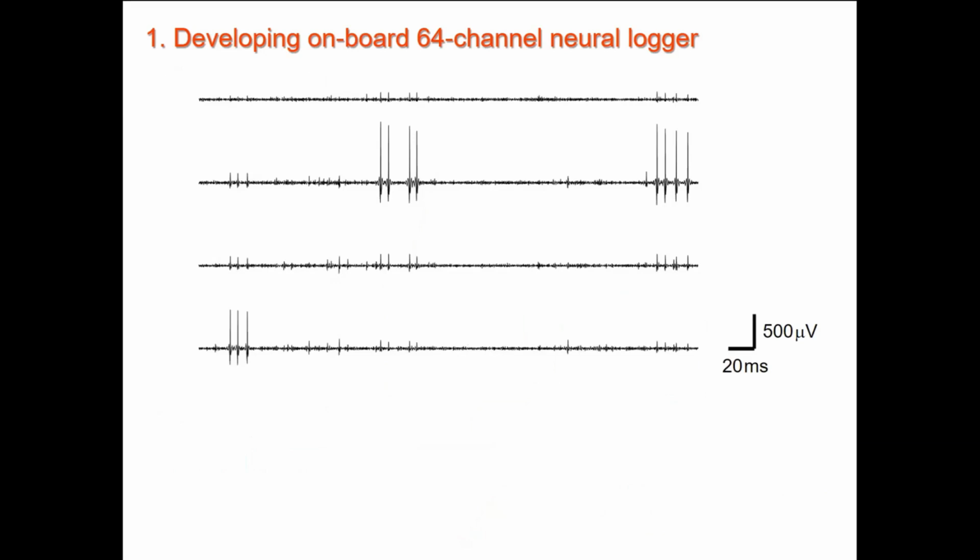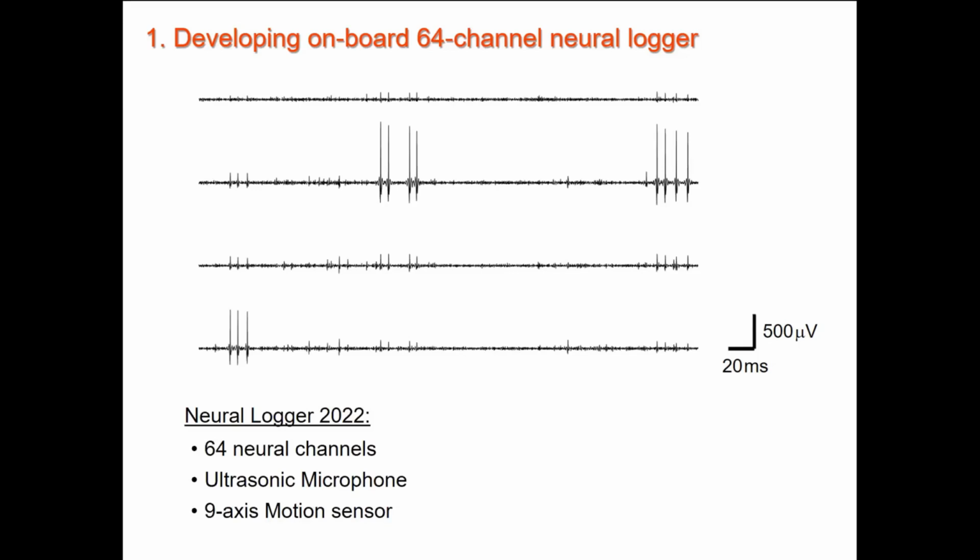Those of you who have seen electrophysiology, this is supposed to impress you that you can get really nice SNR in flight. It works really great. And it's not just electrophysiology. We have 64 neural channels, but we also have on board an ultrasonic microphone, so we can record the acoustic behavior of the bat, both echolocation and social communication. Also a 9-axis motion sensor: a 3-axis accelerometer, a gyro, and a magnetometer.